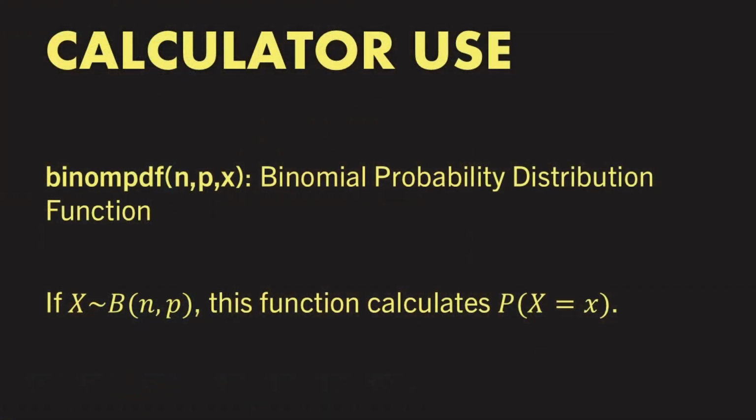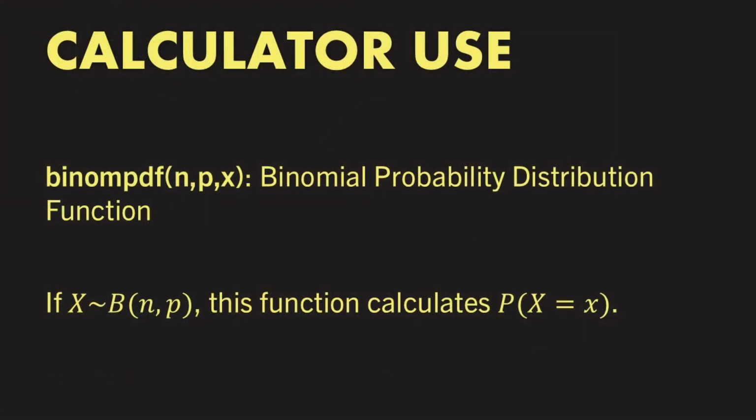What we need to know for using the calculator, because this is a binomial distribution, is the number of trials, the probability of success, and the number of times you want to succeed in that total number of trials. So you're going to need p, you're going to need n, and you're going to need x. Your calculator has two functions. One, it's called binomial PDF, and the other one, it's called binomial CDF.